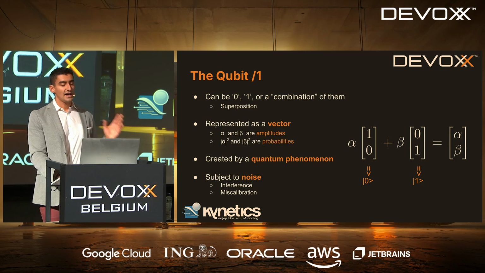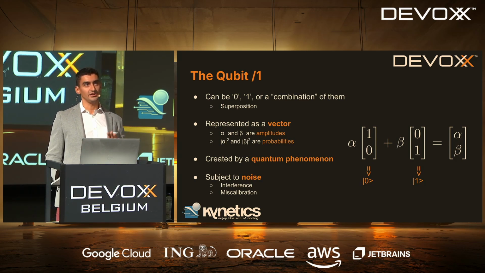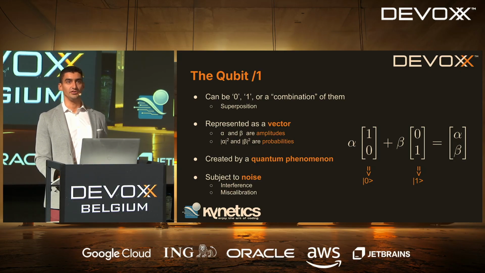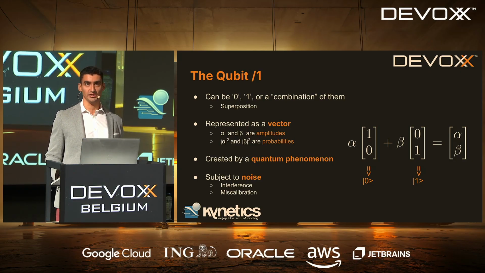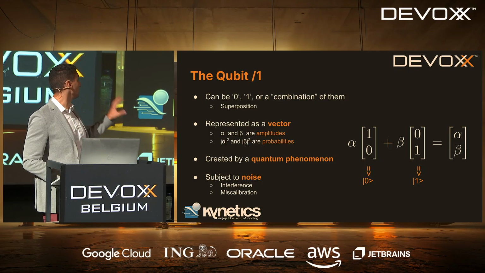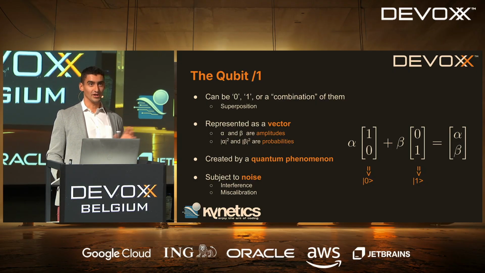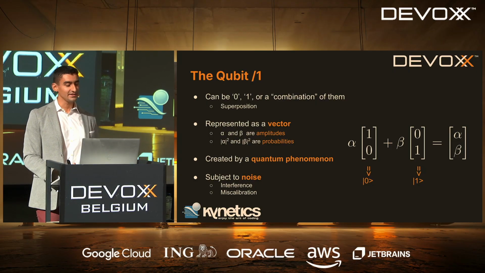Okay, so I said before that the reason why quantum computing is so fundamentally different is that there is an entirely different type of computation. Now, this is the only theoretical slide that I have, so don't worry, it gets better than this.